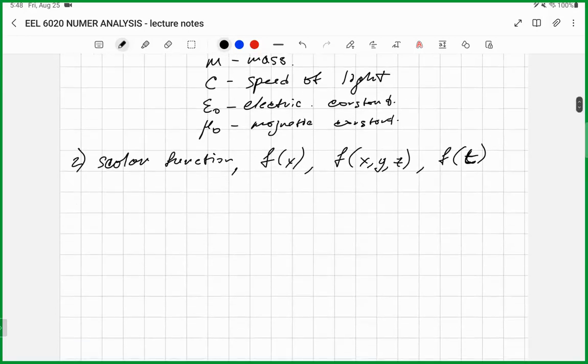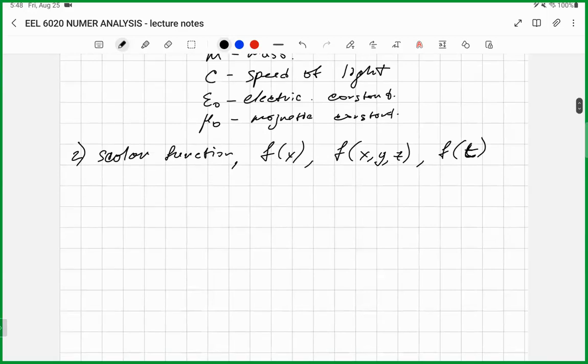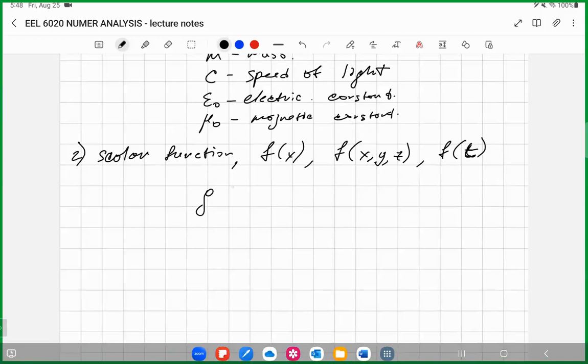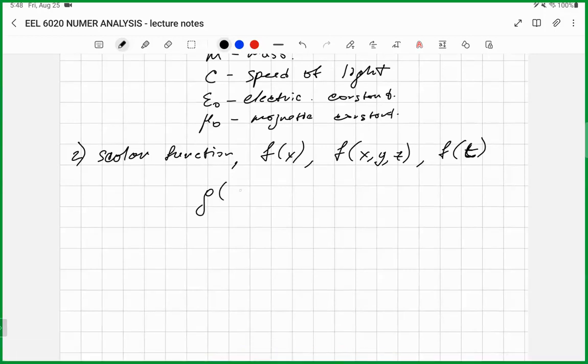And an example of a scalar function in electromagnetism is, for example, rho, which is charge density. This is a function that we use to describe a continuous distribution of charge density.